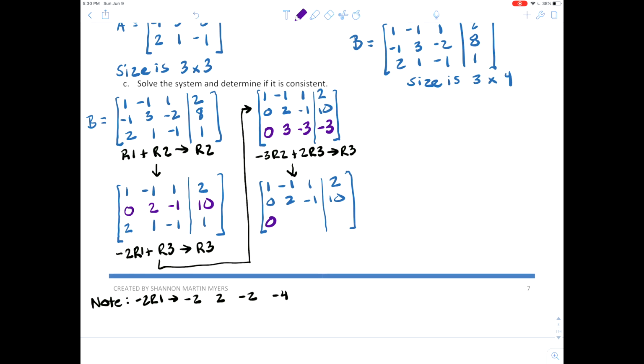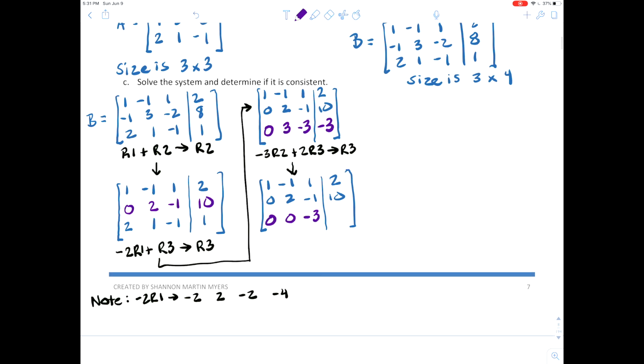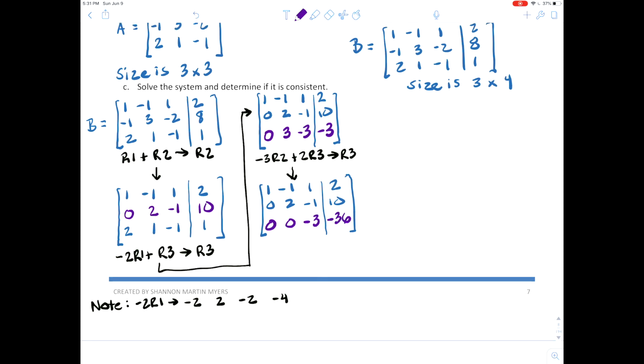Now here, -3 times row 2. So -3 times 2 is -6. +2 times row 3. 2 times 3 is +6. When you add -6 and 6, you get 0. -3 times -1 is +3. 2 times -3 is -6. So we'll end up with a -3 here. And then for the last part, we'll get -3 times 10 is -30 plus 2 times -3, which is -6. So we would get -36 when we add those.